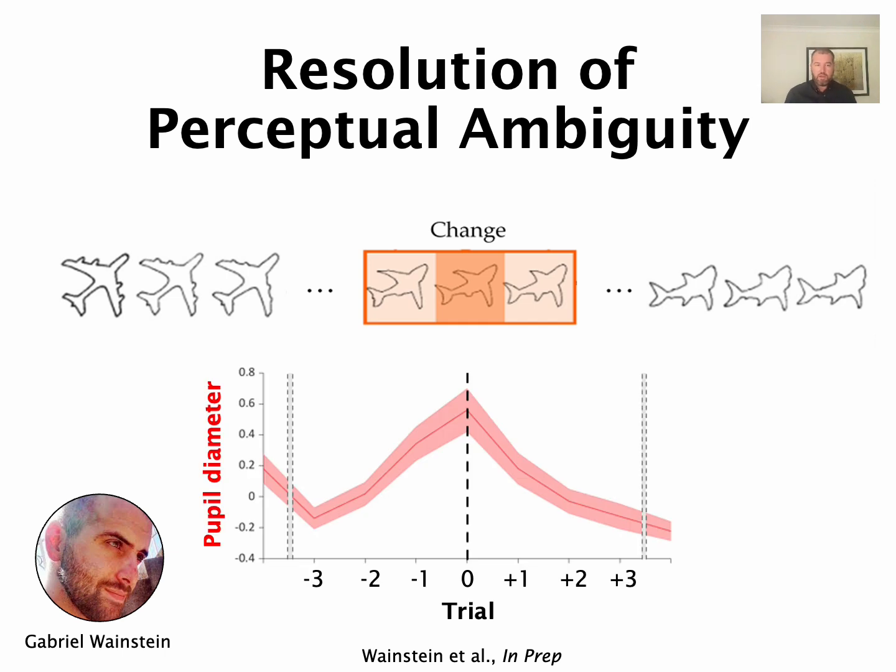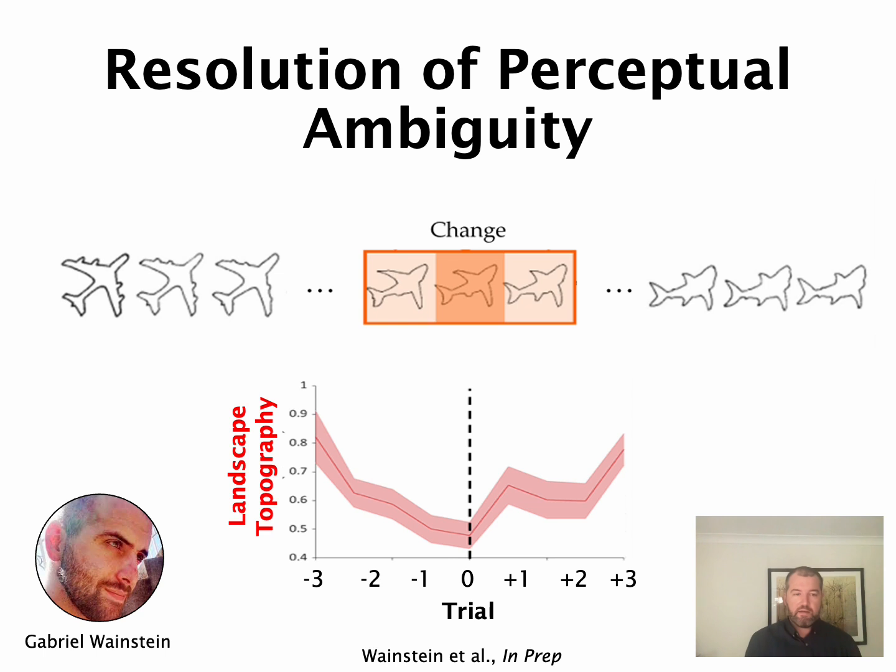And so we were able to measure pupil diameter around that change point, and we saw a really big increase in pupil diameter right around that change point, which is consistent with the notion of the locus coeruleus being involved. And Gabriel was also able to quantify the landscape topography and essentially show that there was landscape flattening right around that point too, which we think is a really, really exciting confirmation and replication of the original result in a really different task context.